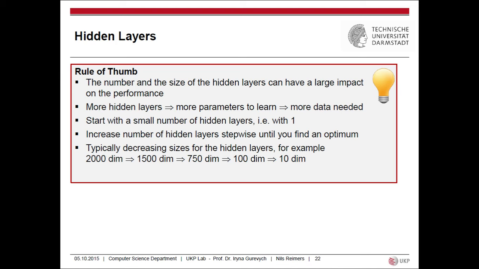Typically, what you do is you decrease the size of the hidden layers. So for example, you start with 2,000 dimensions in the beginning, then you reduce the size to 1,500, 750, 100, and then 10 dimensions. But that's something you as a researcher need to optimize for. So after some time, you get an intuition what are sensible sizes for the hidden layers, then you optimize. Is it 1,500? Is it 1,700? Whatever. And you can optimize and play around, see how the results change.